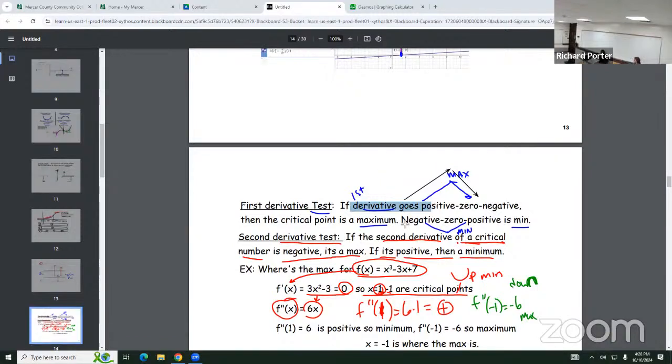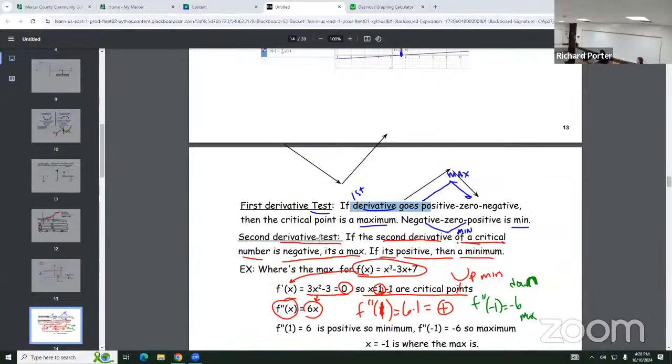The maximum. If you go down the hill and then go up the hill, was that the top of the hill or the bottom of the valley? If you go down the hill and then go up the hill, that's a minimum. Okay, that's the first derivative test. That's what the first derivative test says.